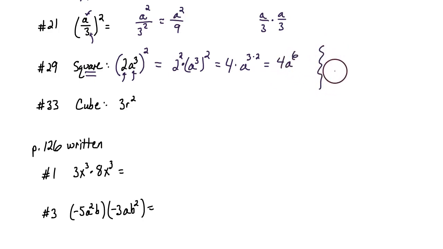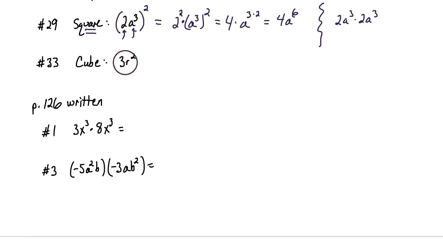So our answer is 4a to the 6th power. Here's why that's the answer. 2a cubed raised to the second power means 2a cubed times another 2a cubed. 2 times 2 makes the 4, and a to the third times a to the third makes a to the 6th.